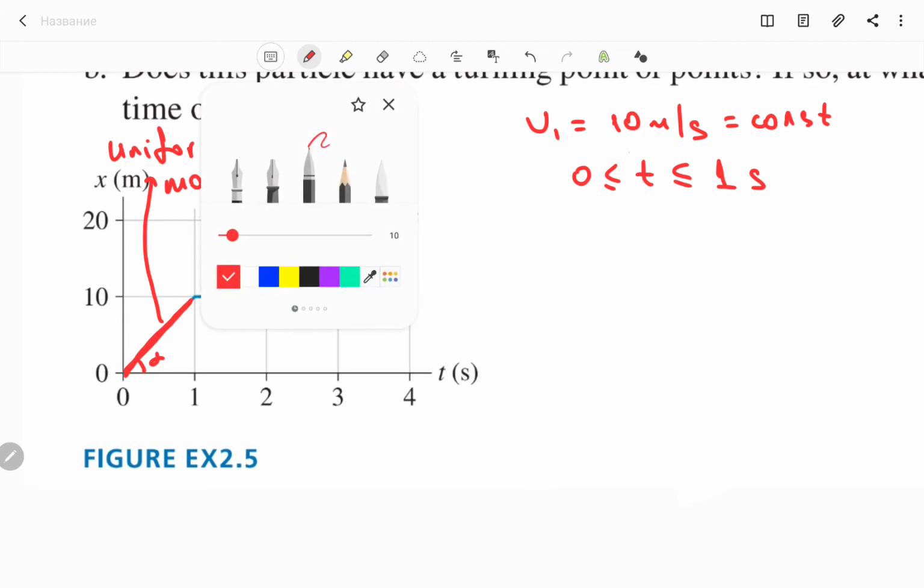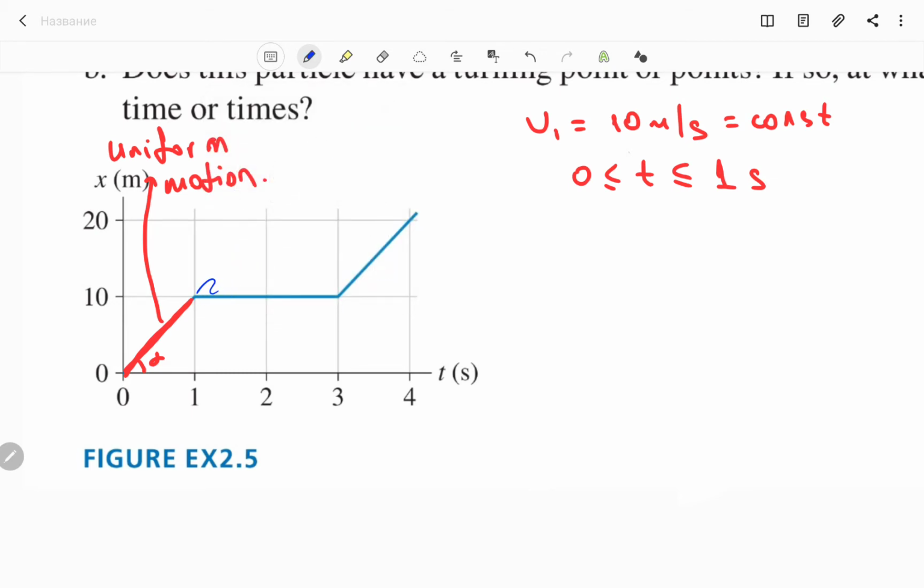Now let's continue. What about the next interval between 1 and 3 seconds? We have again a horizontal straight line, and as you see, position remains constant. Here it was 10 meters, after 3 seconds again 10 meters. What does it mean? It means this particle is at rest between 1 and 3 seconds. So let's call it v2 equals 0, and this is also constant between 1 second and 3 seconds.